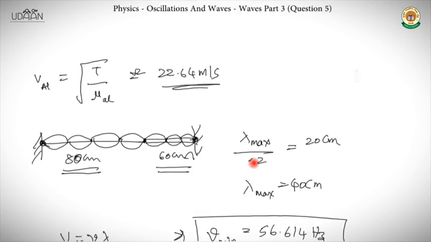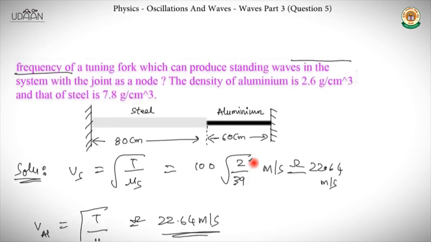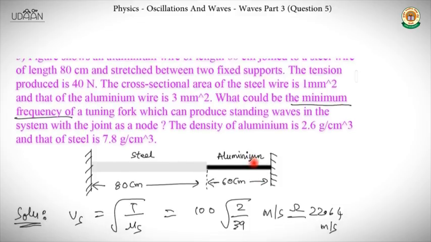Again, a couple of concepts here: the highest common factor concept when dealing with composite string systems, and also the fact that for finding out the minimum frequency, you have to find the maximum wavelength, because they have a product relation to be constant. And the most important thing is frequency in both the media is the same.